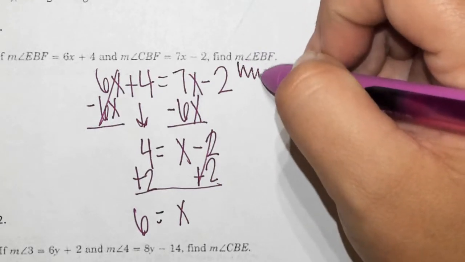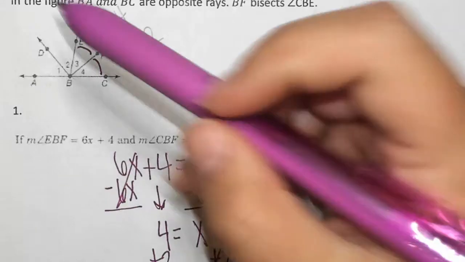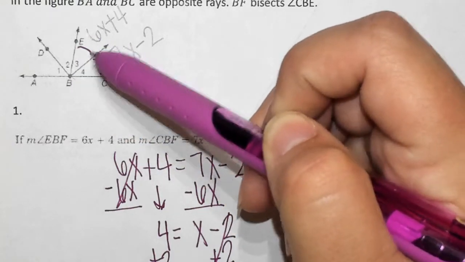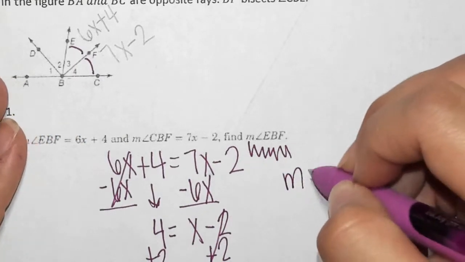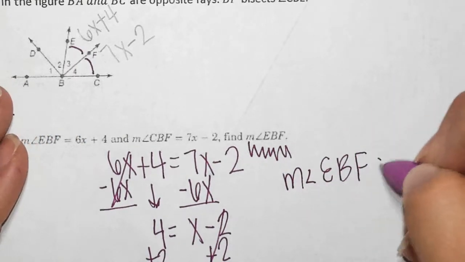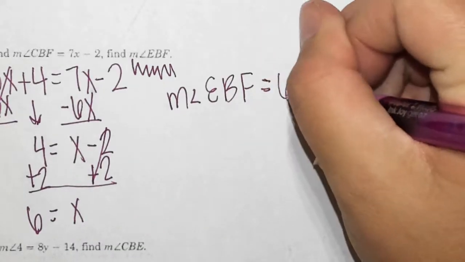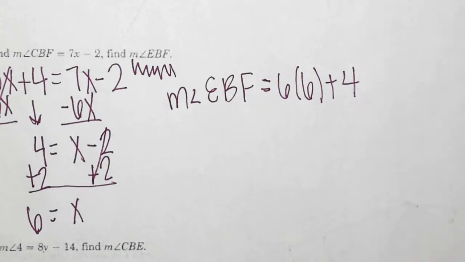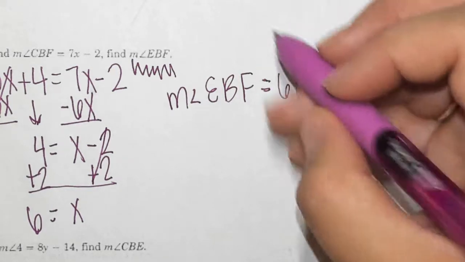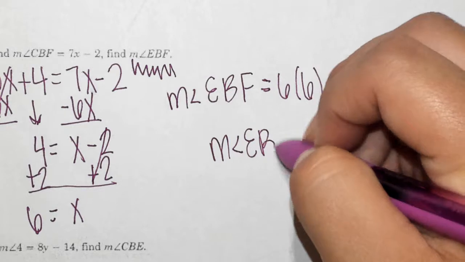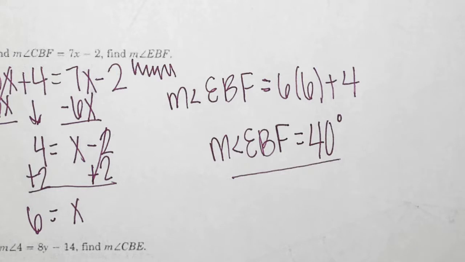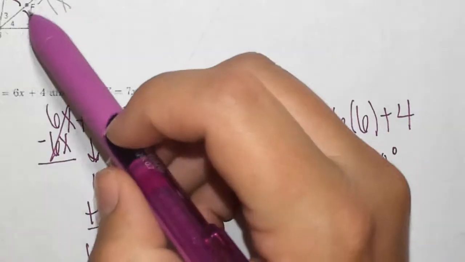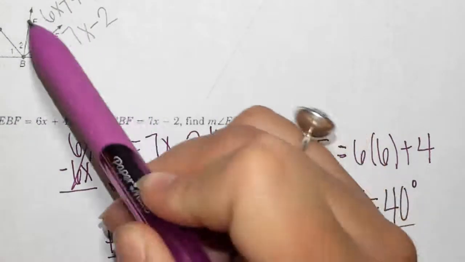No. We have to find the measure of EBF. Well, look. Here's EBF. So to find this measure, just plug it into what EBF was equal to. So the measure of angle EBF is equal to 6 times 6 plus 4. What's 6 times 6? 36. What's 36 plus 4? 40. That's your answer. So when two things are congruent and you need to solve for x, just set them equal to each other.